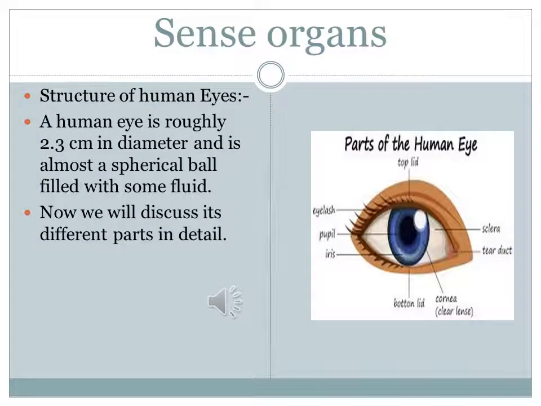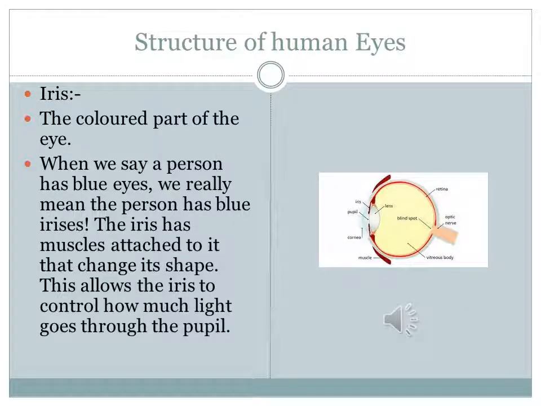Now we will discuss the structure of human eyes. A human eye is roughly 2.3 centimeters in diameter and is almost a spherical ball filled with some fluid. Now we will discuss its different parts in detail. Iris: the colored part of the eye. When we say a person has blue eyes, we really mean the person has blue irises.